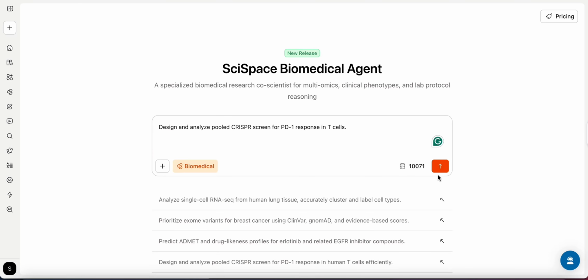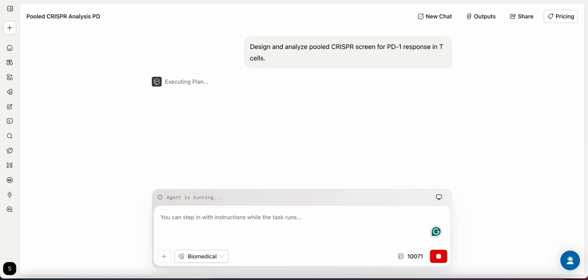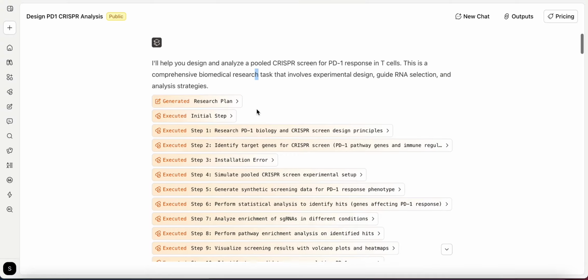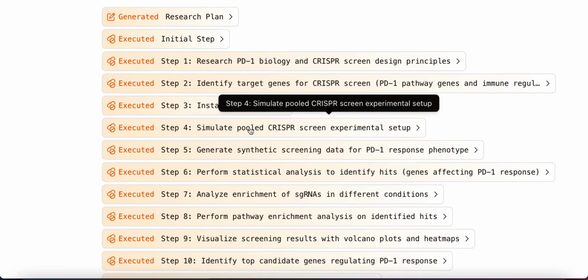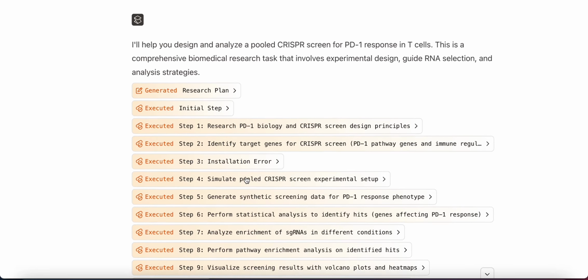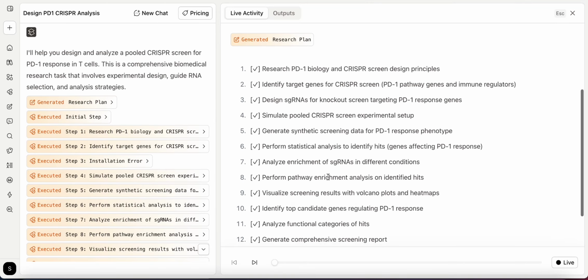The next prompt is in the category of molecular biology and cloning, especially CRISPR screening. This leverages computational tools to automate and optimize genetic engineering and high-throughput experimental design. The core goal is to take the guesswork out of complex molecular procedures, ensuring high efficiency and accuracy in the design and execution of genetic experiments.